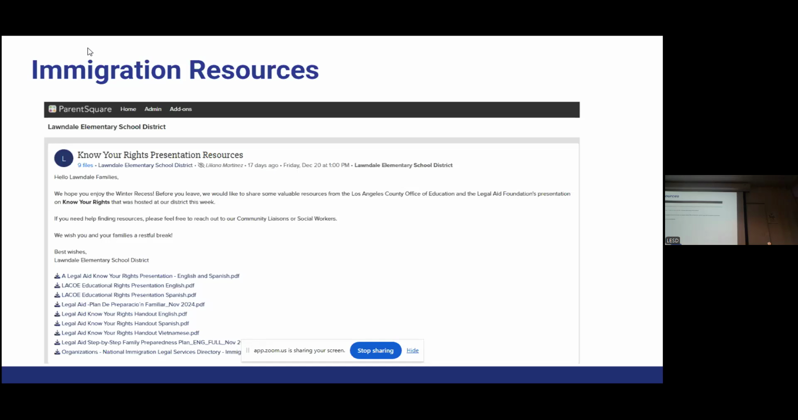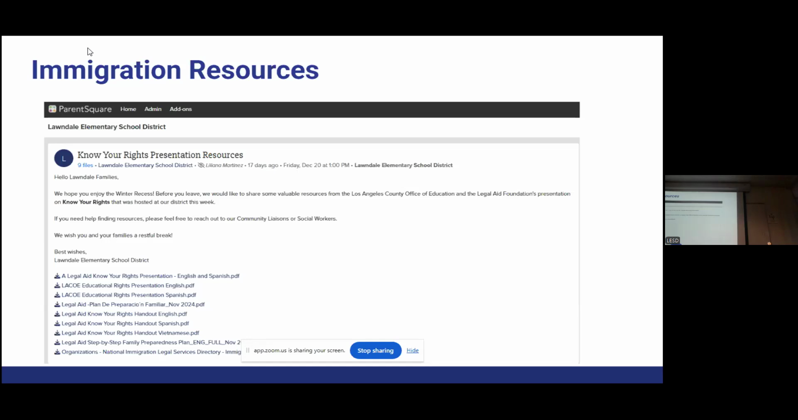Let me see what else is in there. There's also, through Parent Square, and we can resend it, a list of legal organizations that can help you with your questions. If you have questions about how I can get a green card, how I can become a citizen, or what I do in my situation, there is a list of organizations in the area that are trusted and have already been reviewed that you can work with for your situation.